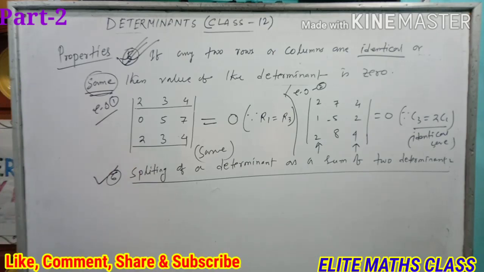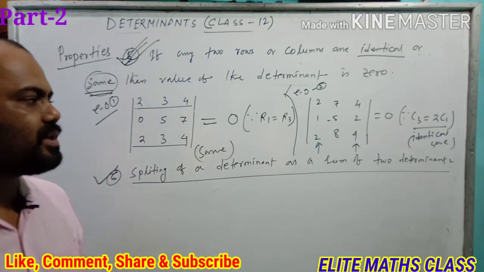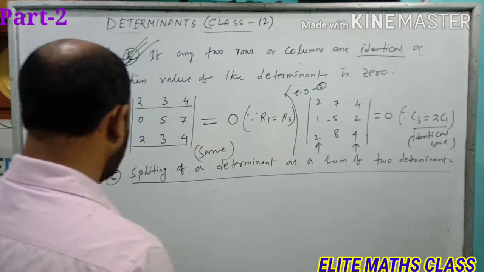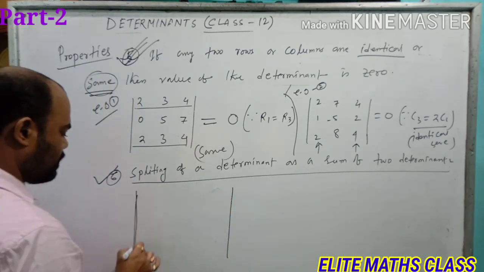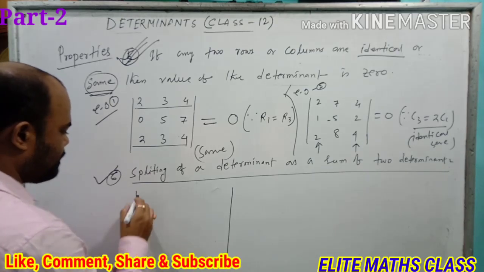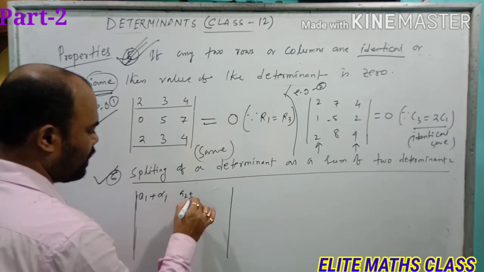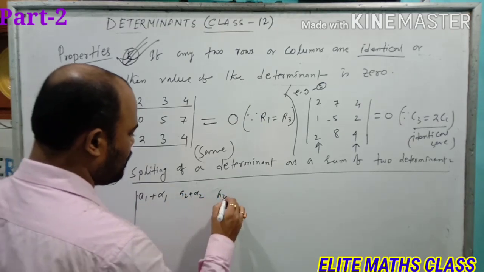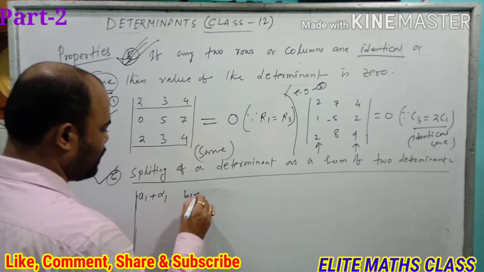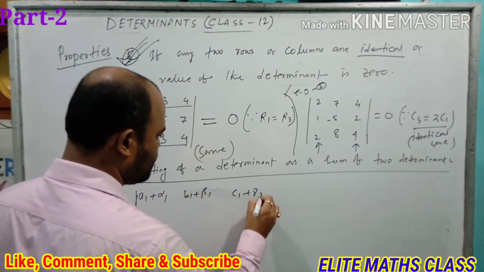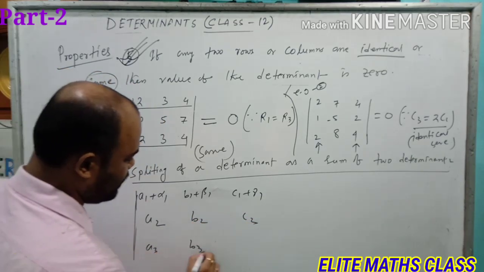Next, last one, splitting of a determinant as a sum of two determinants. How to split or how to add two determinants? Here this one some slight different property. See, you are given a determinant. I am writing the elements in a special manner. Say the first elements of the first row are a1 plus alpha 1, a2 plus alpha 2, a1 plus alpha 1, b1 plus beta 1, c1 plus gamma 1. Elements of second row are a2, b2, c2, a3, b3, c3.